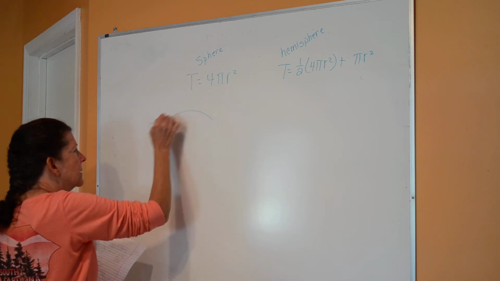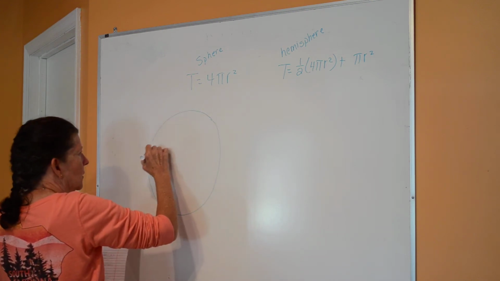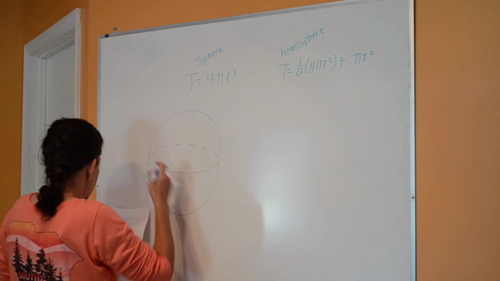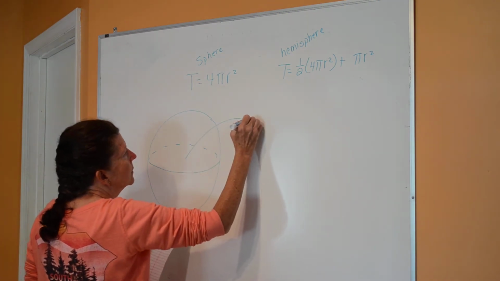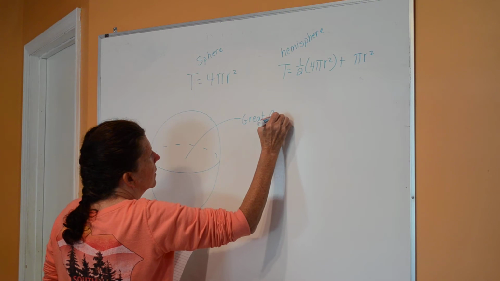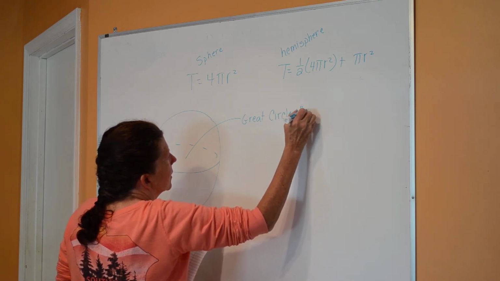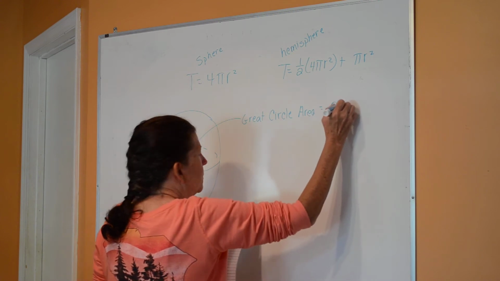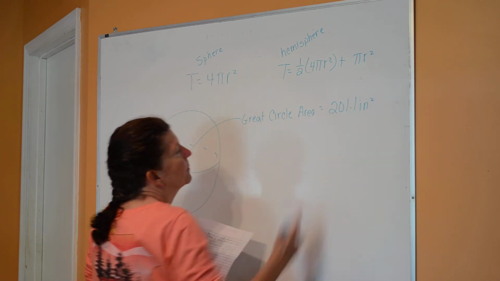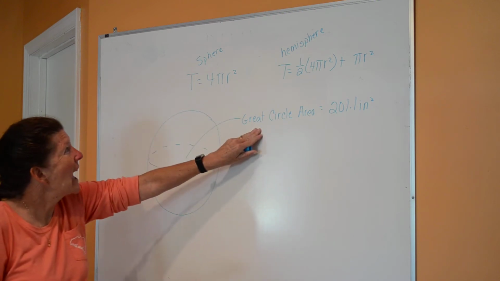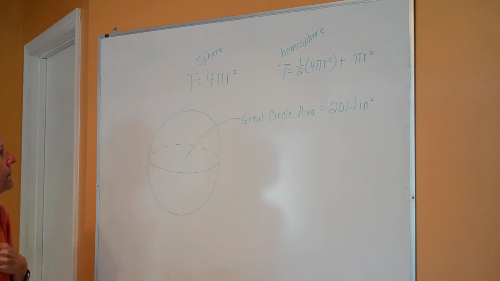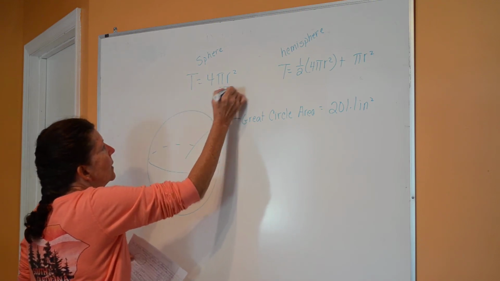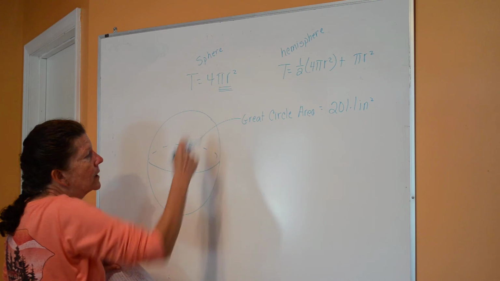So let's say we've got this sphere. And what I know about the sphere is that the area of the great circle is equal to 201.1 inches squared. Now I've got to use that to be able to find out what my r is. Well, actually, this right here is going to give me the area of that great circle. All I have to do is multiply that by 4.